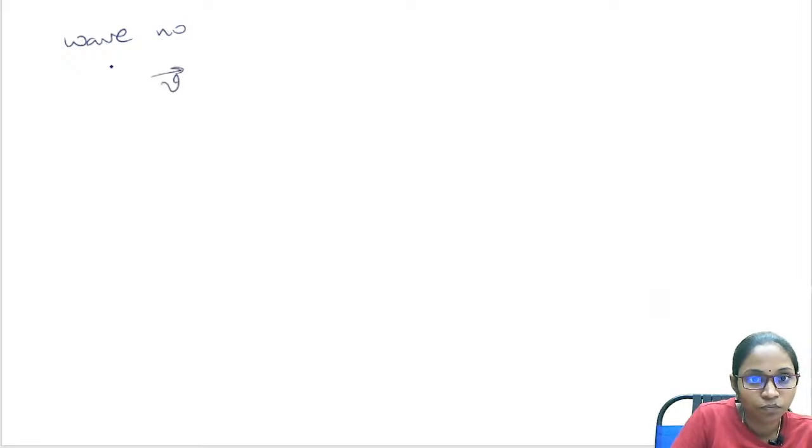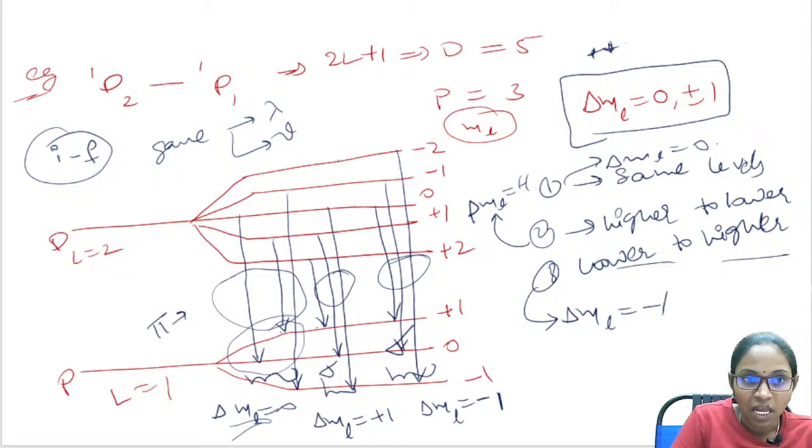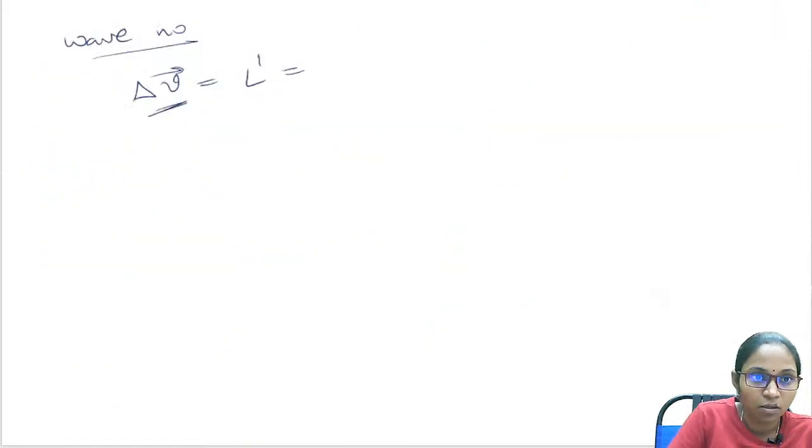And how to find out the wave number. If you are able to find out the wave number, you can also find out the wavelength. Here I am going to find out the wave number. Wave number nu bar is equal to, here we will have the change in wave number, so this will be equal to L prime, which is known as the Lorentz unit. What's the value of the Lorentz unit? eB by 4 pi mc.